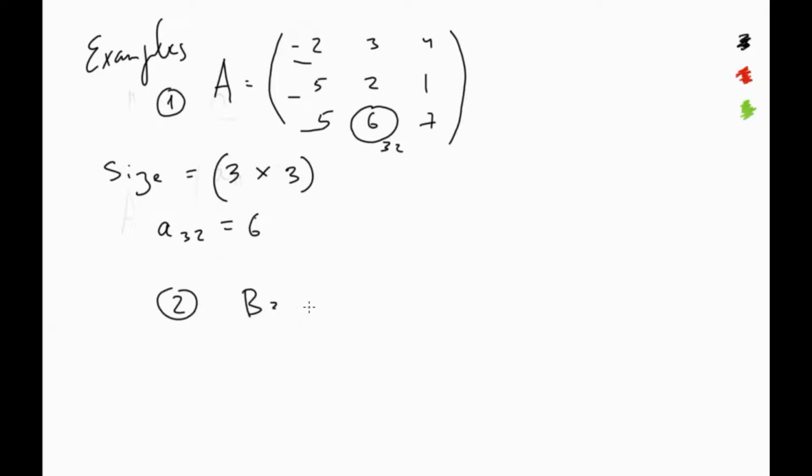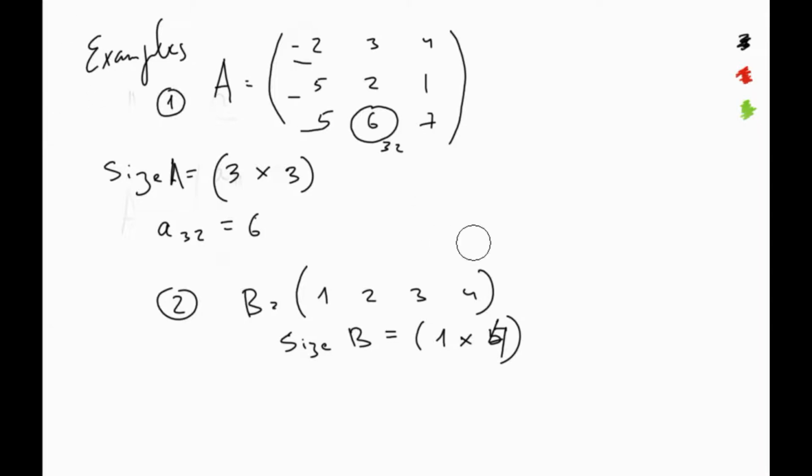This is the first example. The second example, for example, matrix B equals 1, 2, 3, 4 elements, and the size of this matrix B equals 1 row and 1, 2, 3, 4 columns, so 4 columns. So this is a 1 by 4 matrix. For example, I want to know the element b13. First row, third column, so it is 3.